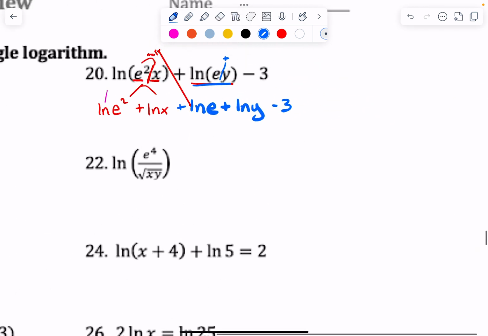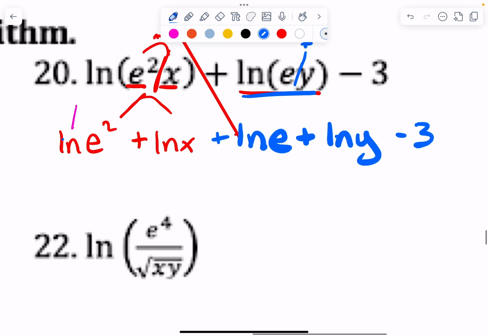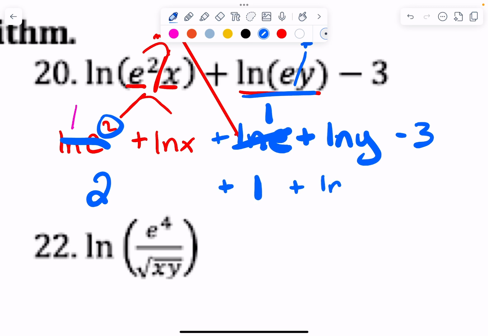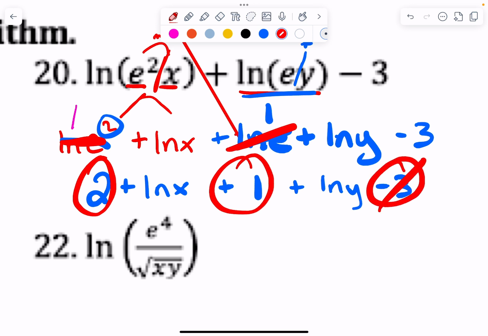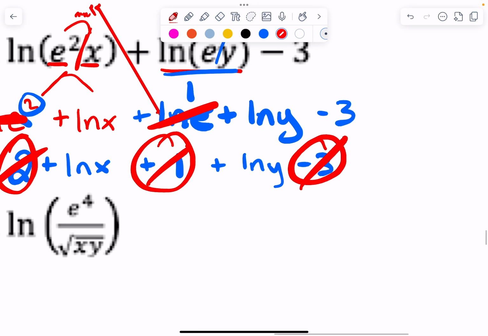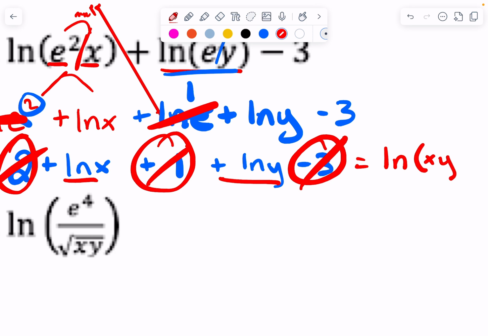Write the given expression as a single log. Ln and e cancel, but that means this 2 comes down, so I've got 2 here. This ln and e cancel, but in their place, it reduces to 1. So I have this going on, and I've got -3, because my ln and e's canceled. 2 plus 1 minus 3. Now I have ln of x plus ln of y. And plus in log world means multiply. So if I put those back together into one log, it's ln of xy. Beautiful. That's really nice.